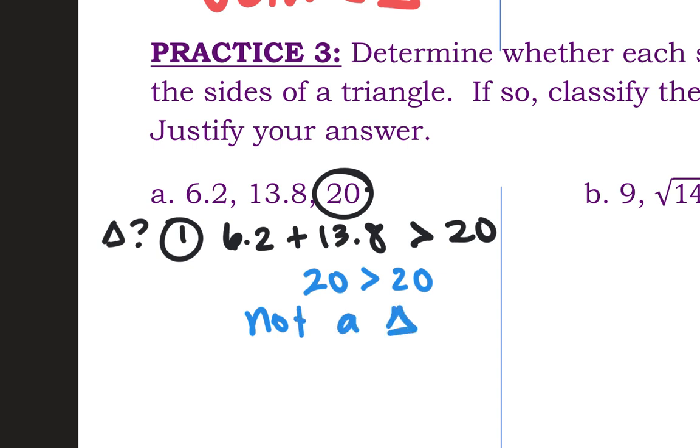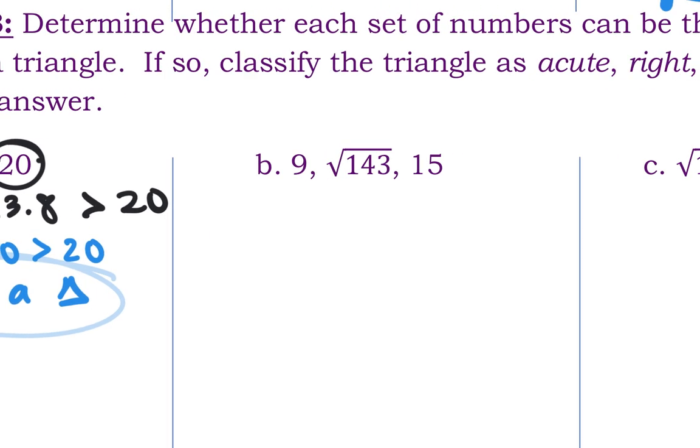So do we go to step 2? No. You can't name a triangle if it's not a triangle, right? You can't say your pet's a German Shepherd when you don't even have a dog. So if you don't have a triangle, do not classify it. This is your answer, not a triangle. Do not go to step 2. You're going to go ahead and go over to the next one, okay?